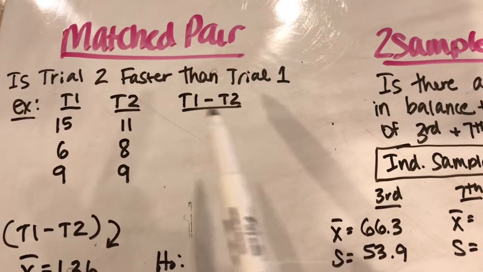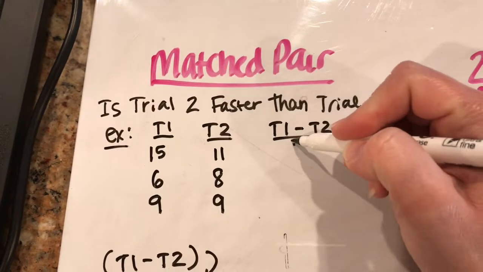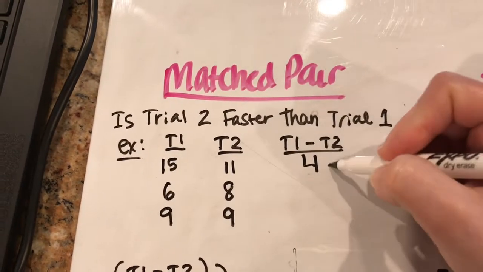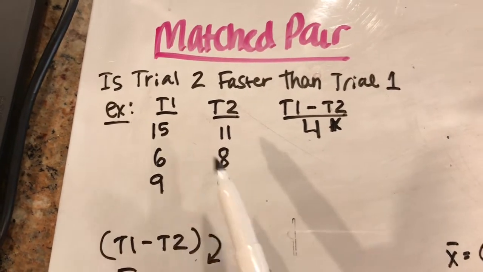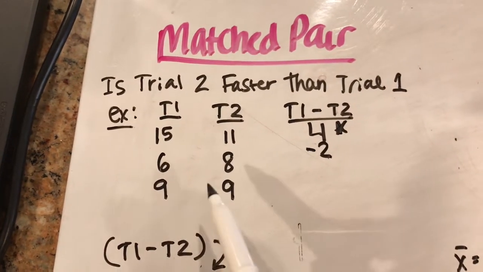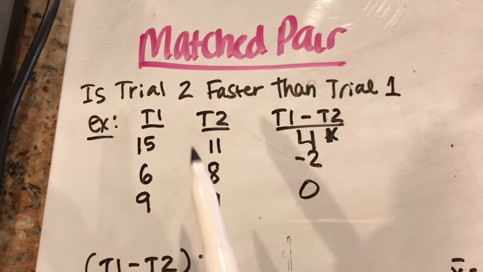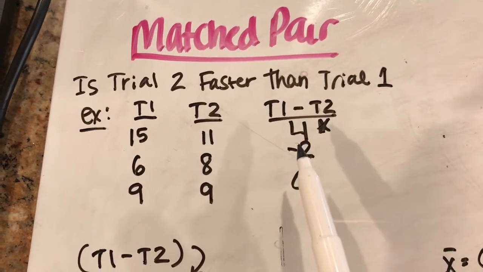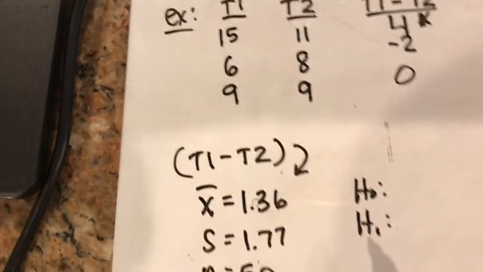This is the way that I subtracted it for you on the spreadsheet. So trial 1 minus trial 2 is 4 seconds. And I'm going to put a star by that because that person was 4 seconds faster. This person was actually 2 seconds slower, a -2. This person, the time did not change at all. So if we're trying to answer the question if trial 2 is faster than trial 1, we want to get positive answers when we subtract.